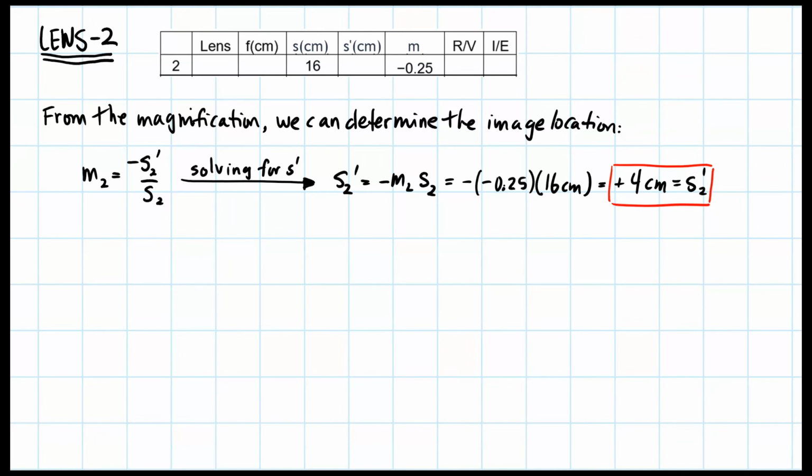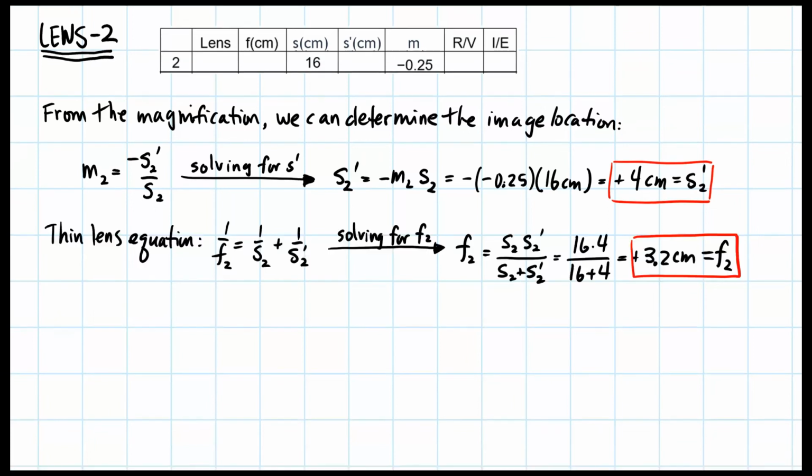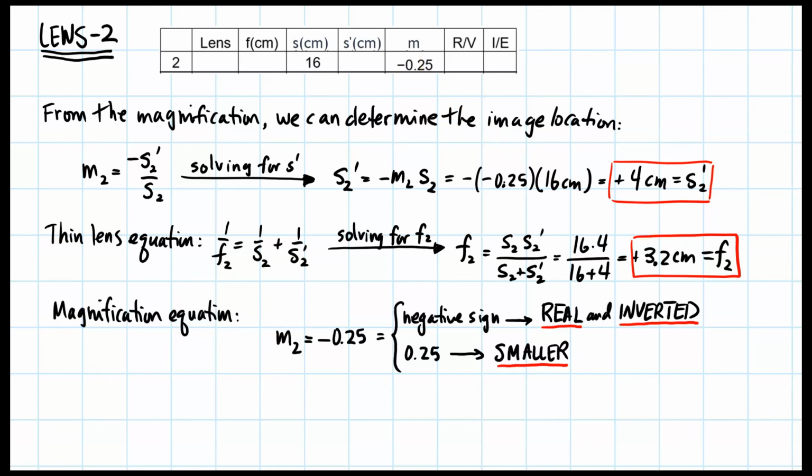I could use the thin lens equation to get the focal length. The focal length f2 is 3.2 centimeters. Since we're already given the magnification, we can immediately get the image characteristics. With m2 being minus 0.25, the negative sign tells us that it's a real and inverted image, and the 0.25 tells us that it's a smaller image. Let's draw the ray diagram.